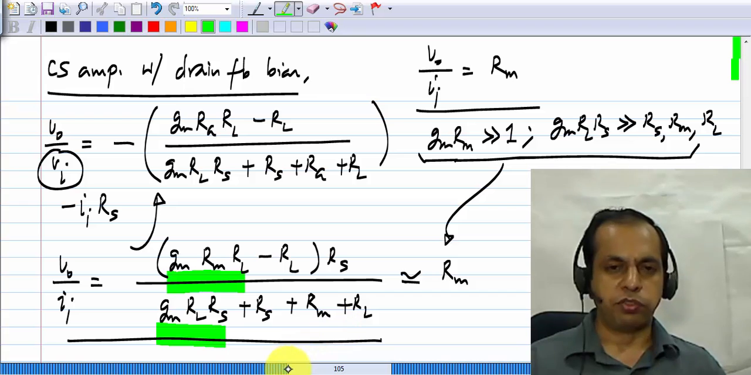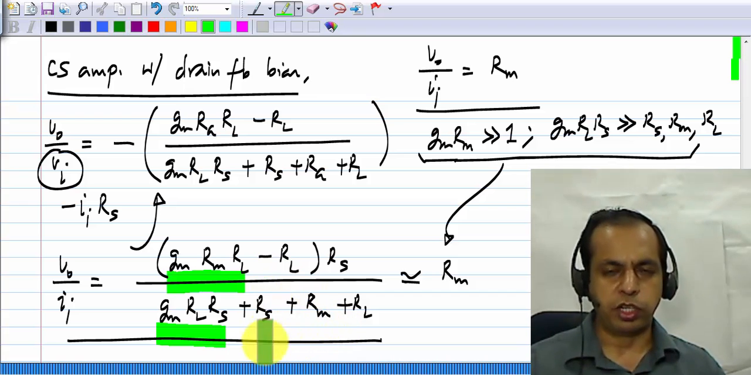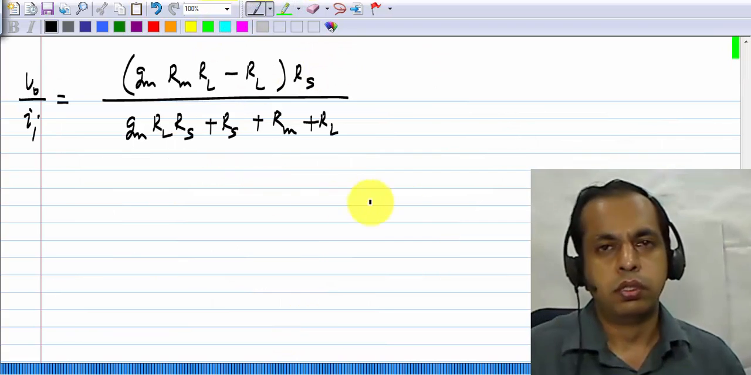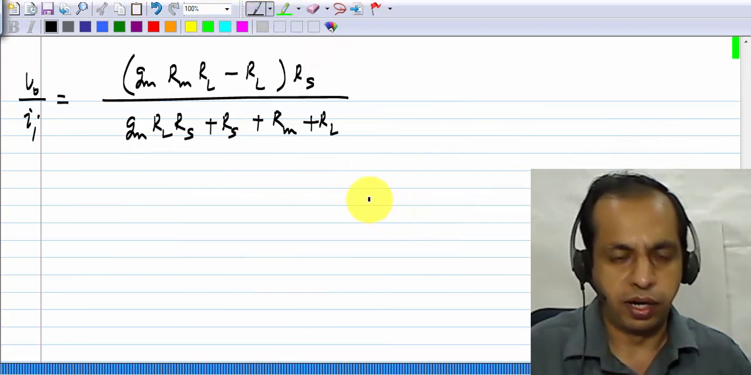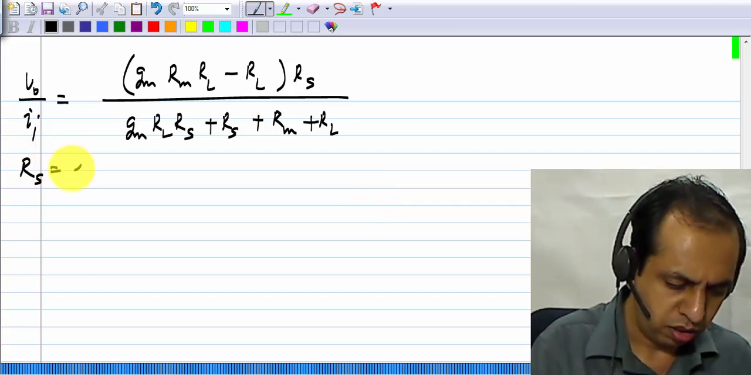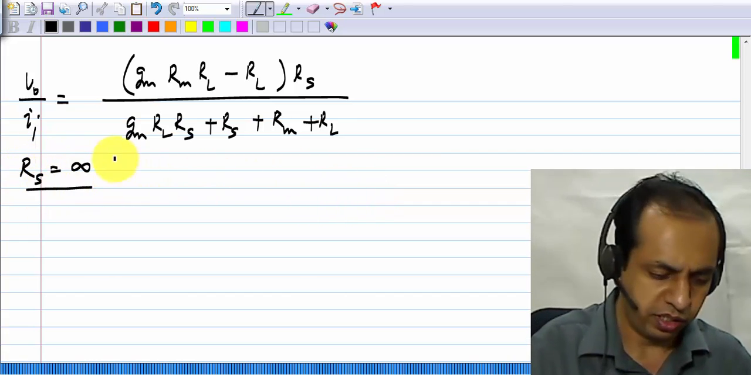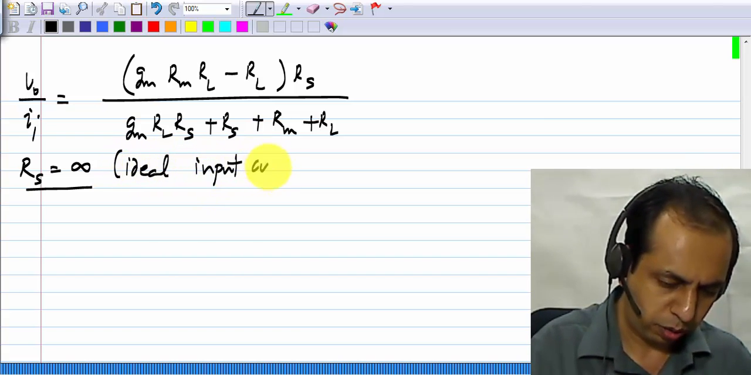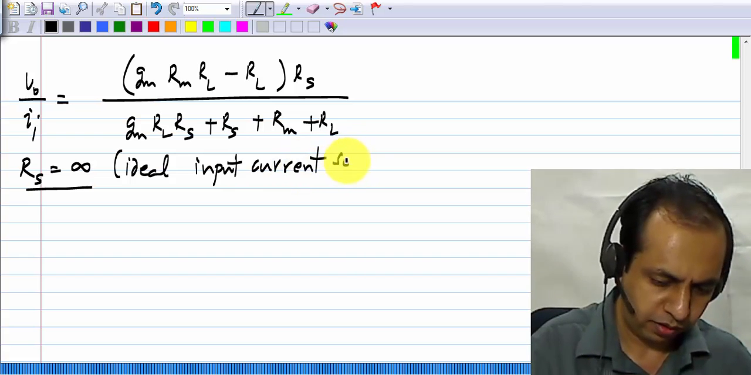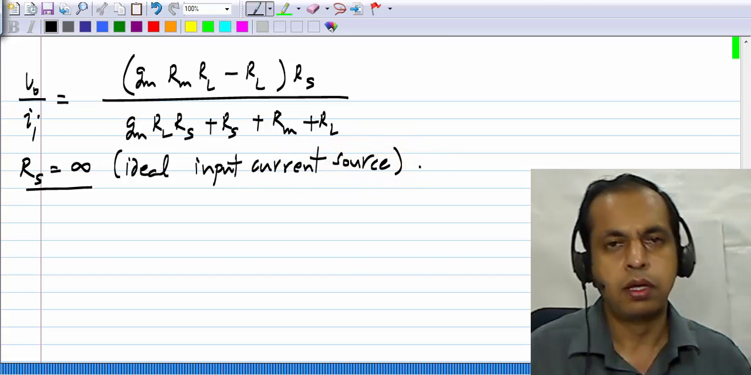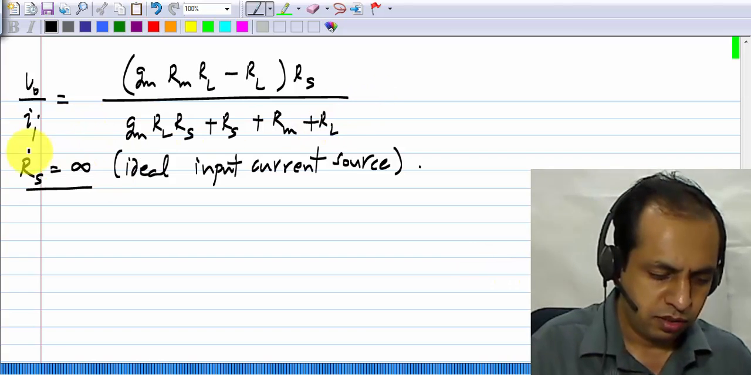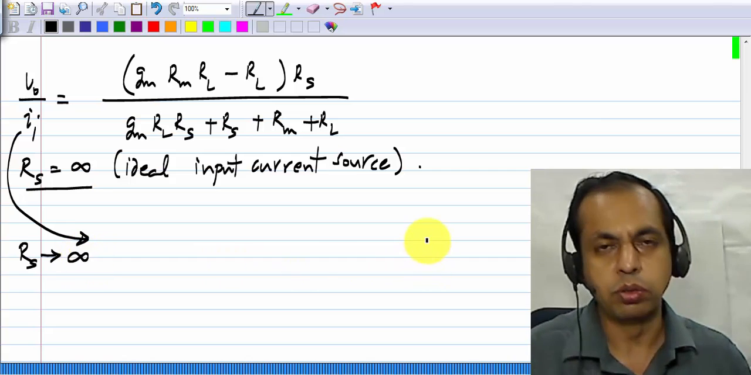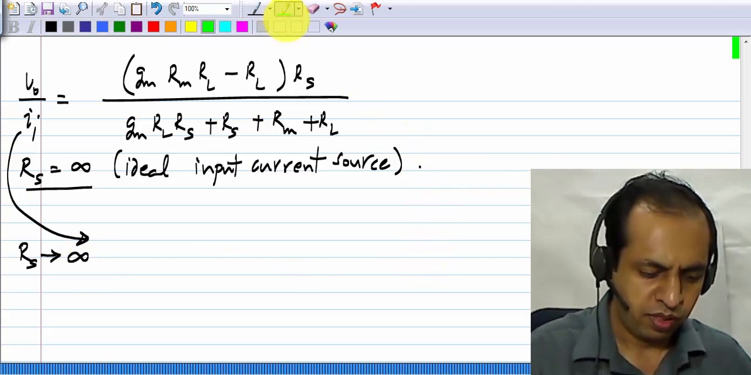So this is the expression for V naught by II. We will simplify it in different ways and see what comes out of it. So first of all, if it is driven with an ideal current source, that is RS equals infinity, then what happens? I have to evaluate this expression in the limit RS tending to infinity. It's very easy to do.